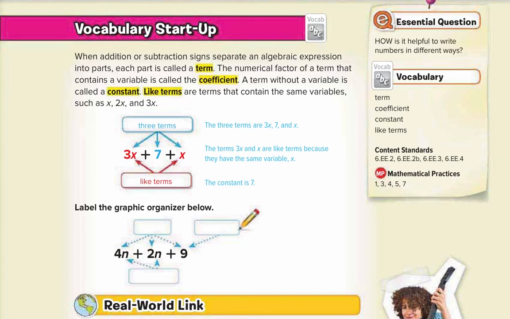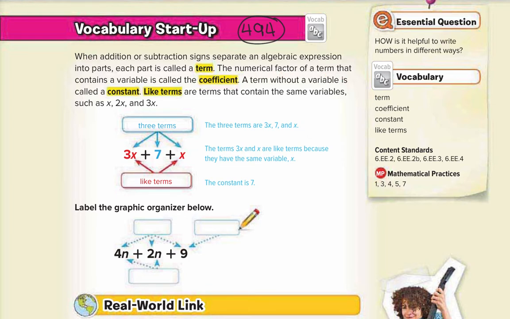Okay, so today we're starting on workbook page 494. We're going to start with the vocabulary. So, the first thing we have is when addition or subtraction signs separate an algebraic expression into parts, each part is called a term. So the parts that are separated by addition or subtraction are called terms. So 3x is a term, 7 is a term, and x is a term.